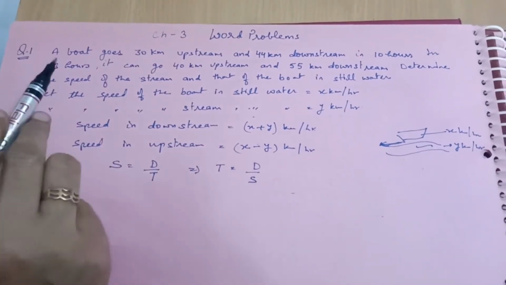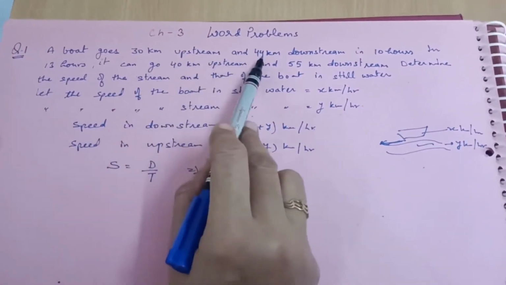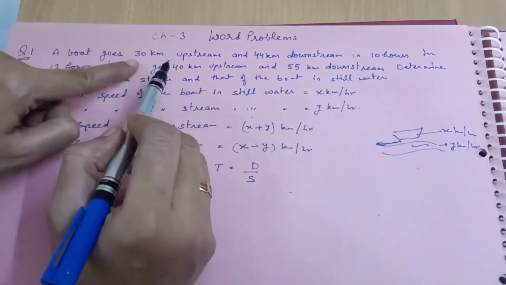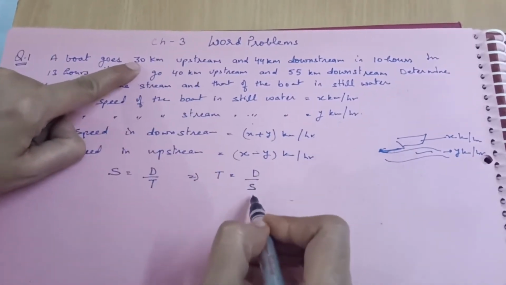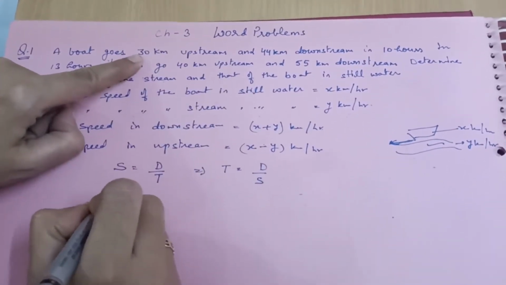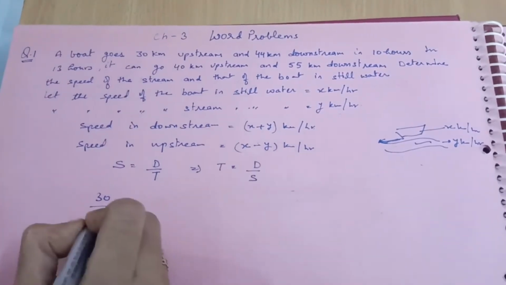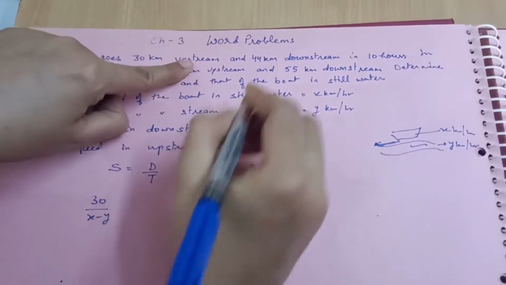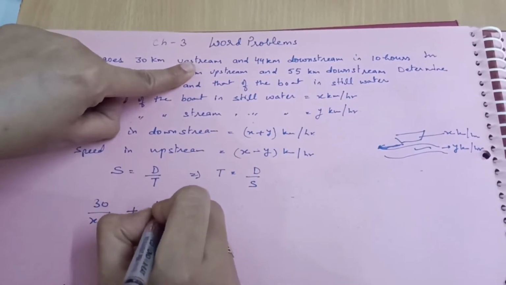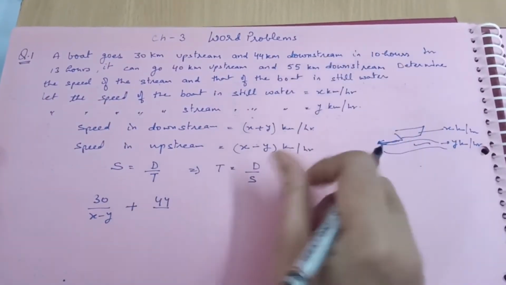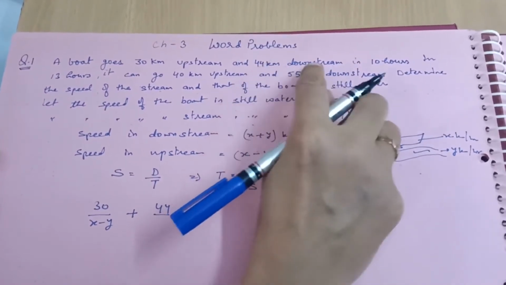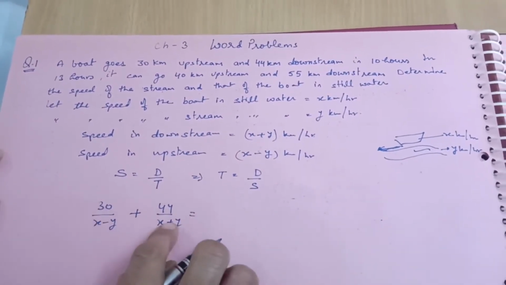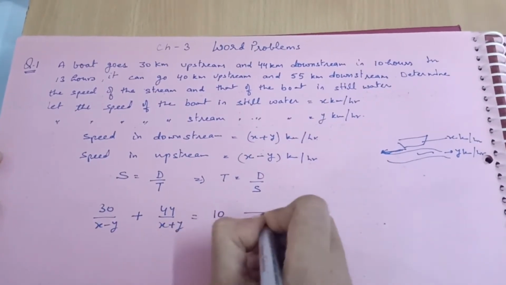Now again read the question. A boat goes 30 km upstream and 44 km downstream in 10 hours. To cover these takes 10 hours. So the time taken to cover 30 km upstream will be distance by speed. Distance is given as 30 and the speed upstream is x minus y. So that much time is taken to cover 30 km upstream. And for 44 km downstream, plus the time taken to cover this distance downstream, distance by speed. Distance is 44 and the downstream speed is x plus y. This much time plus this much time is equal to the total time. Total time is 10 hours. So this is our first equation.